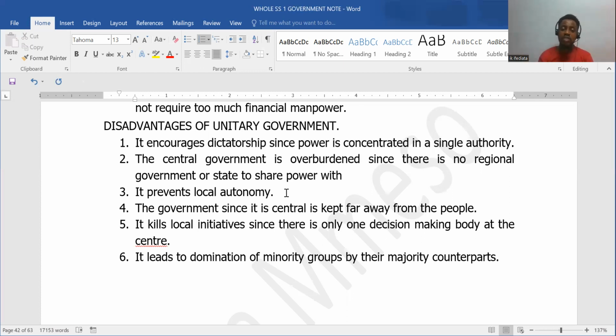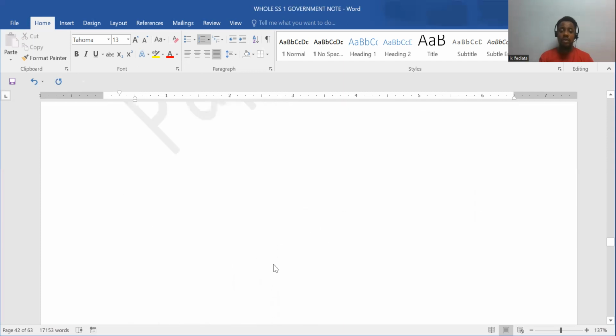The government, since it is central, is kept far away from the people, right? Geographically, the government is far away from the people because it is not close to them. Imagine from Abuja to Lagos to Akwa Ibom. That tells you where the central government can be, and there is no other independent government that can work for the people except that central government. So it can often lead to domination of the minority group by the majority one. It's another issue also in a unitary system of government, right?